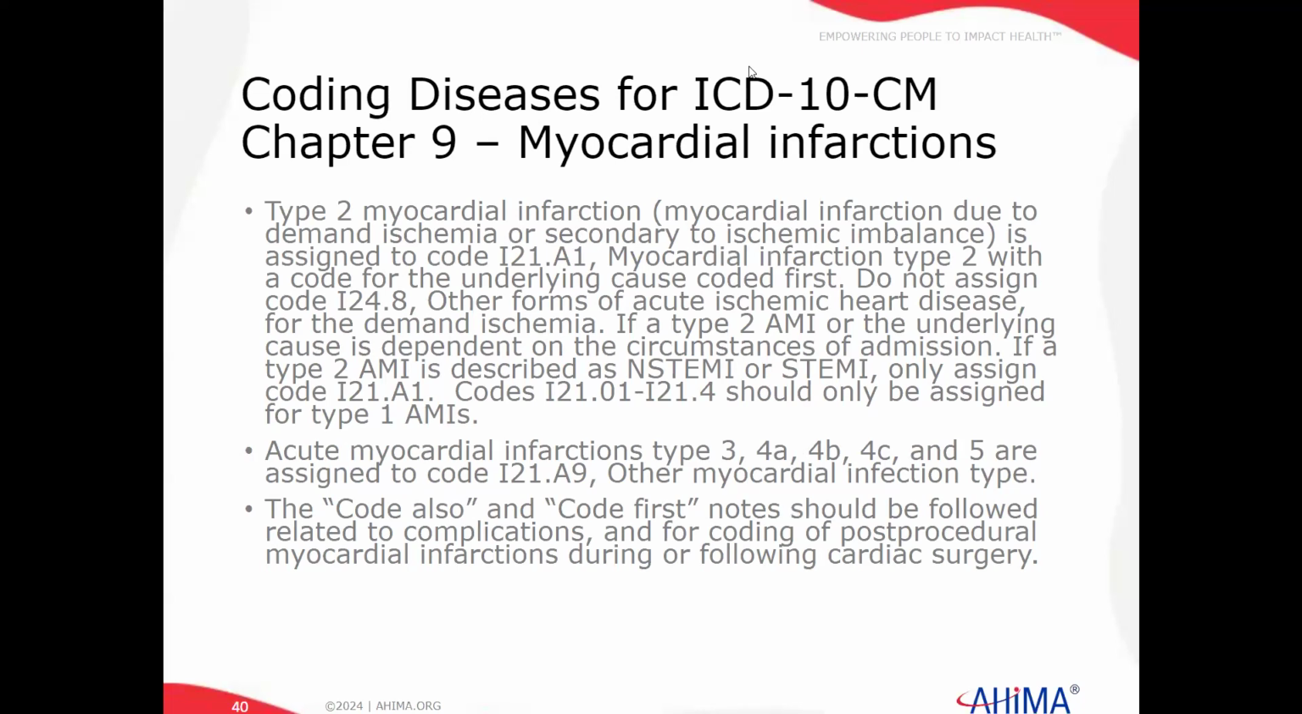We would not assign the I-24.8 as other. If we have a type 2 AMI, the underlying cause is dependent on the circumstances of the admission, right? So we only assign those codes I-21.01 through I-21.4 to type 1 AMIs. It sounds very daunting, but I think once you do a few of these, it'll make a lot more sense.